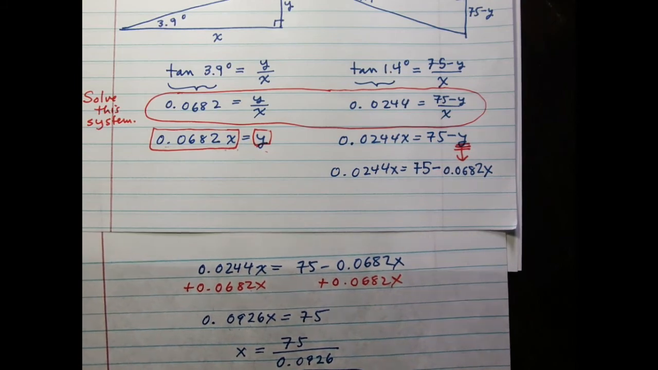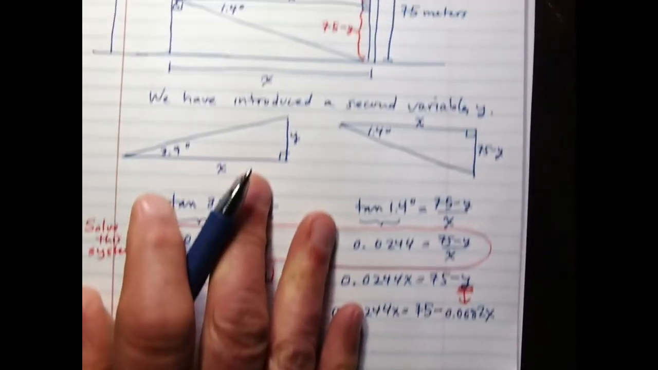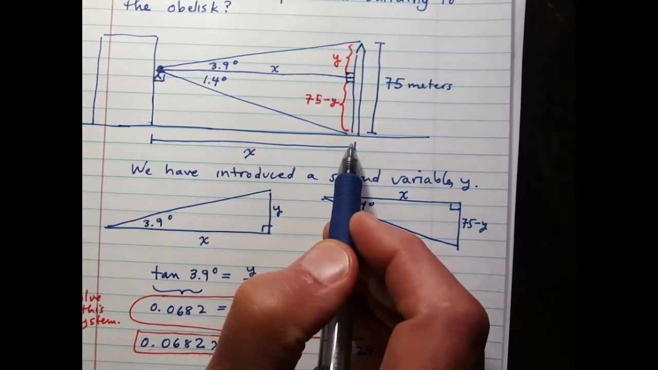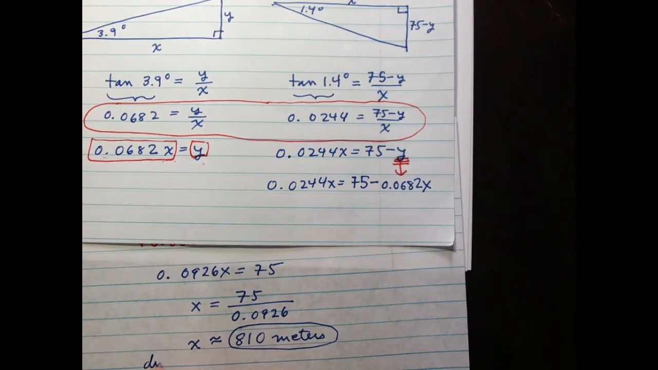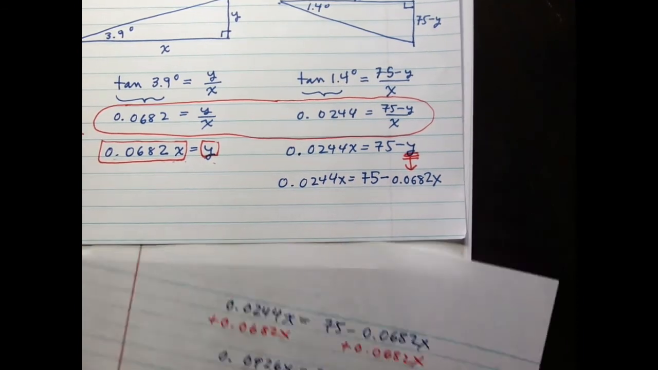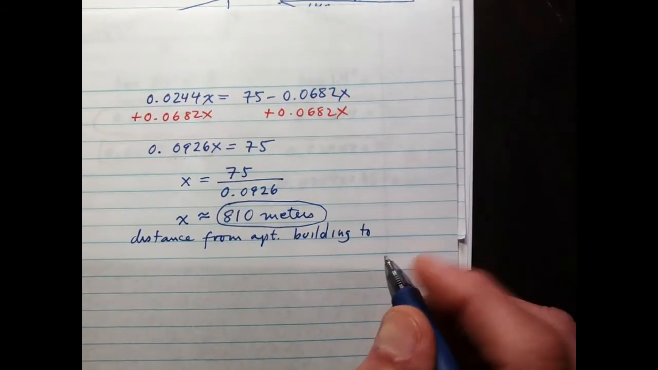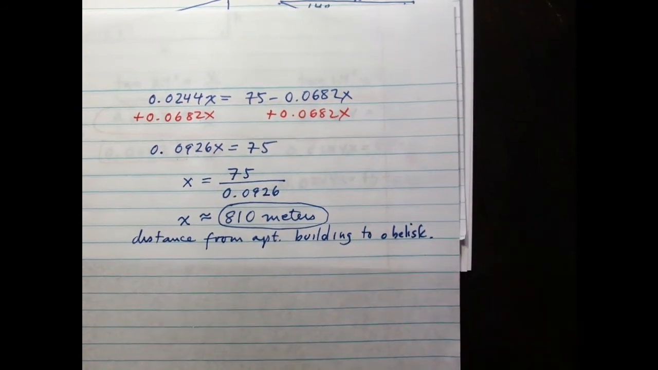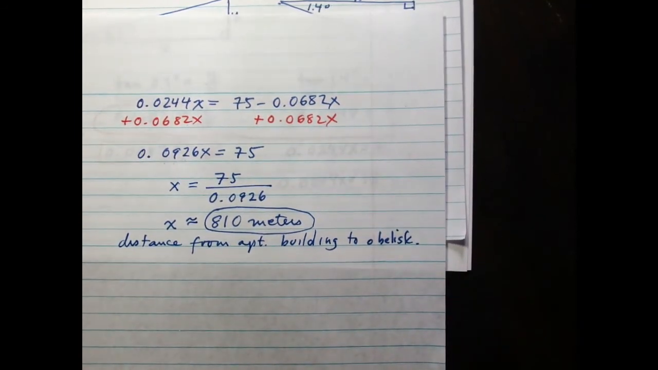And that's actually what we want. We were interested in finding a value for x, the distance from the apartment building to the obelisk. So let's just label that distance from the apartment building to the obelisk. We don't need y here because really x is all we were after.